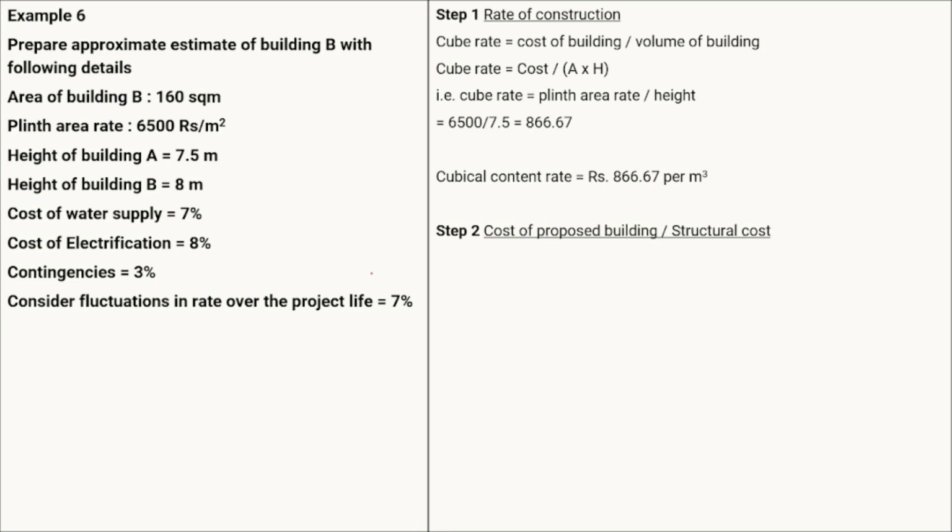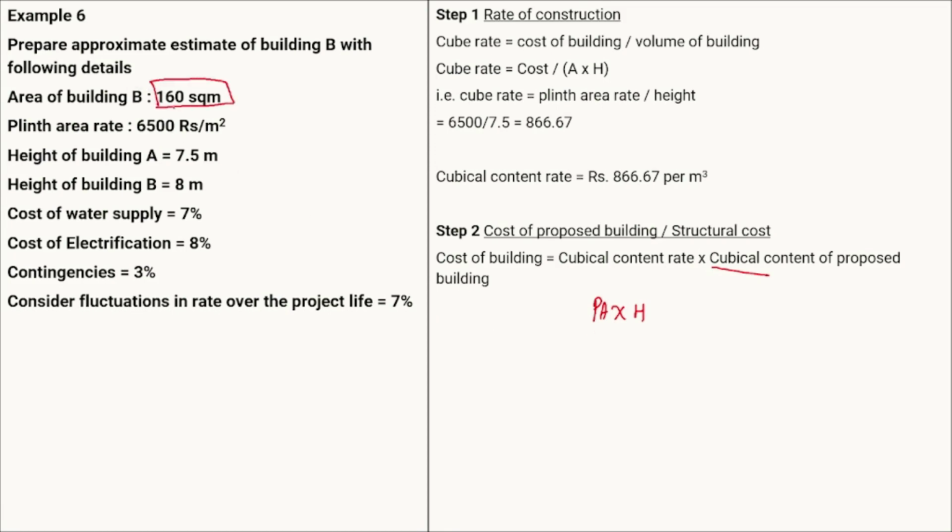Here again, the cost of the proposed building will equal the structural cost, which equals the cubical content rate multiplied by the cubical content of the proposed building. For the proposed building, the cubical content is calculated by plinth area multiplied by the height of the proposed building. Building B is your proposed building, so the plinth area is 160 square meter and the height of building B is 8. So 160 multiplied by 8 will be your cubical content.